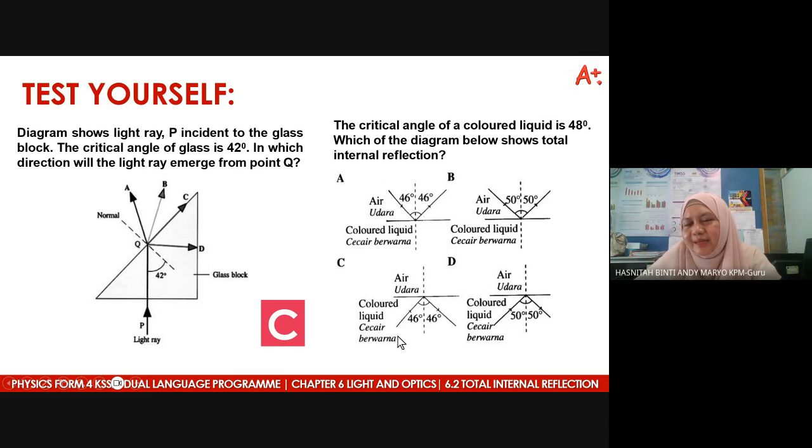So the first condition is obeyed, travel from liquid to air. This one also travels from liquid to air. Now we have to look at the second condition. I must be greater than C, which means I must be greater than 48 degrees. Here I is 46 degrees. Here I is 50 degrees. So the answer should obviously be D. It obeys both conditions. First, light travels from a high optical density to a less optical density medium. Second, the angle of incidence is greater than the critical angle of 48. Okay, so the answer is D.